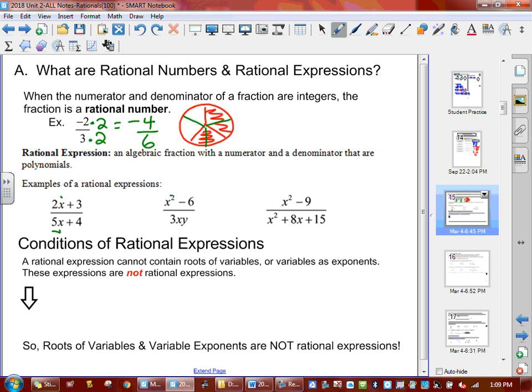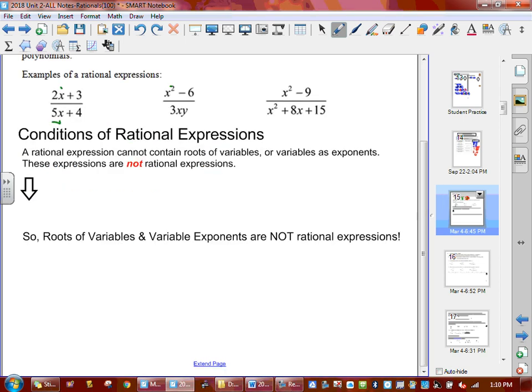We have a binomial here and a monomial on the bottom. Whenever things are stuck together, they're a monomial. Over here, a binomial on top and a trinomial on the bottom. Okay? So, we have a couple conditions of rational expressions. We have things that are not considered rational expressions.